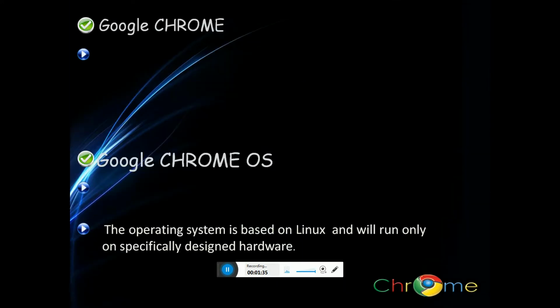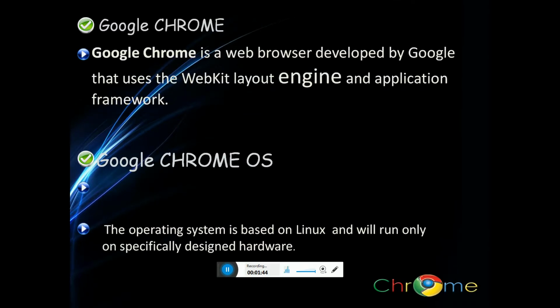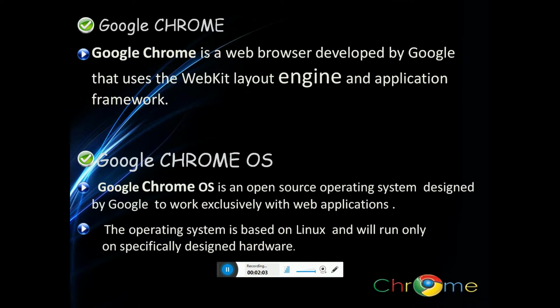Google Chrome OS is an operating system based on Linux that will run only on specially designed hardware. Google Chrome is a web browser developed by Google that uses the WebKit layout engine and application framework. Google Chrome OS is an open source operating system designed by Google to work exclusively with web applications.